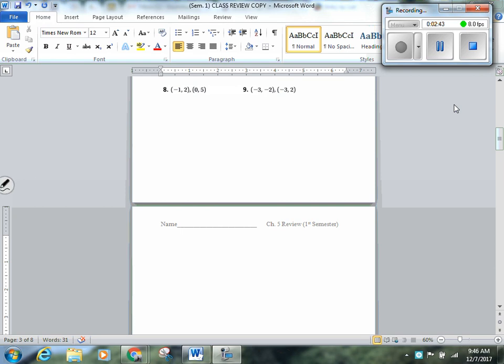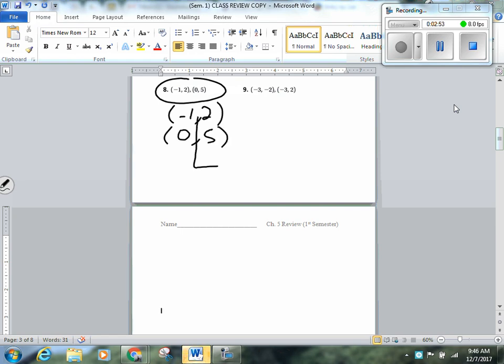Next question, number 8. We have the point (-1, 2), and we have the point (0, 5). Using the L. Again, we want to make sure that we subtract both of the numbers. I take the 2, put that in front, take the 5, put it behind. These numbers right here come down here. Negative 1 is first, minus 0.